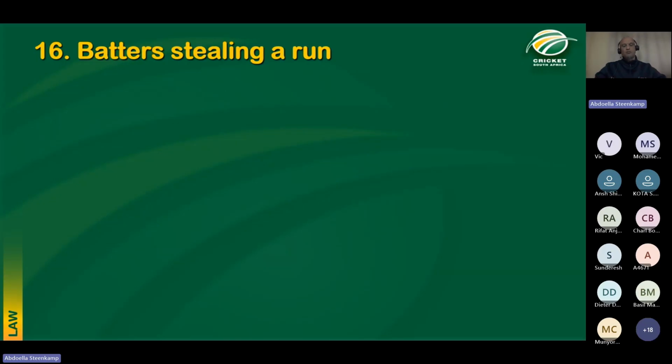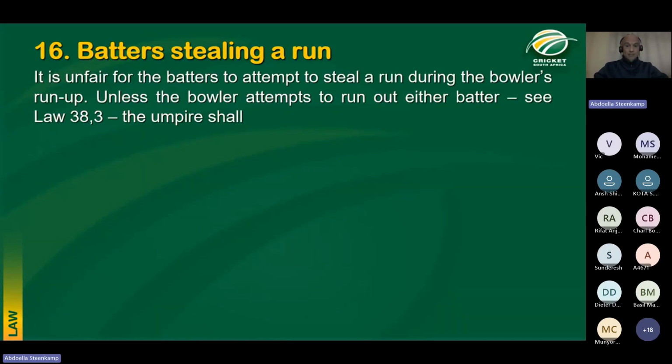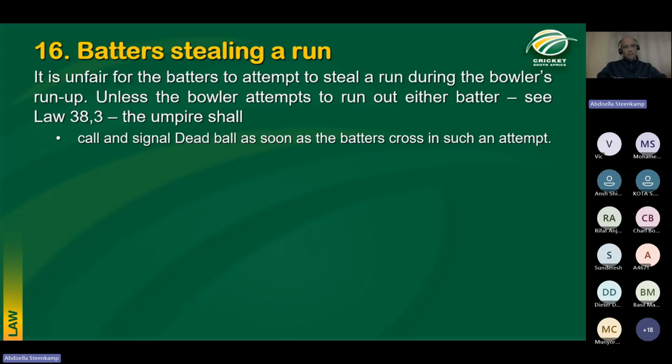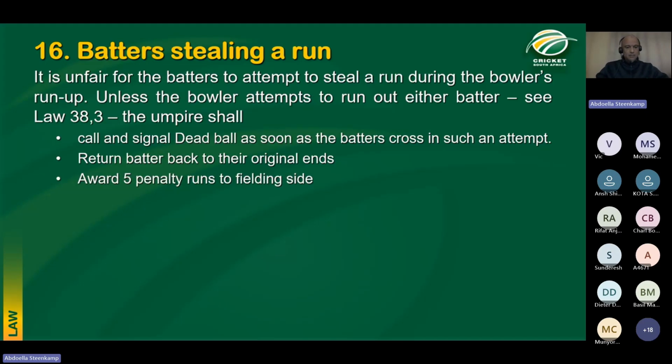And then lastly, before handing over to Tom, what happens if a batter, while the bowler is busy running in, tries to steal a run? The law sees this as unfair. While the bowler is running in, batters cannot try to steal a run. So what is the punishment? As soon as the batters cross while trying to steal a run, you, the umpire, need to intervene by calling and signaling dead ball. Send them back to their original ends. 5 penalty runs to the fielding side.